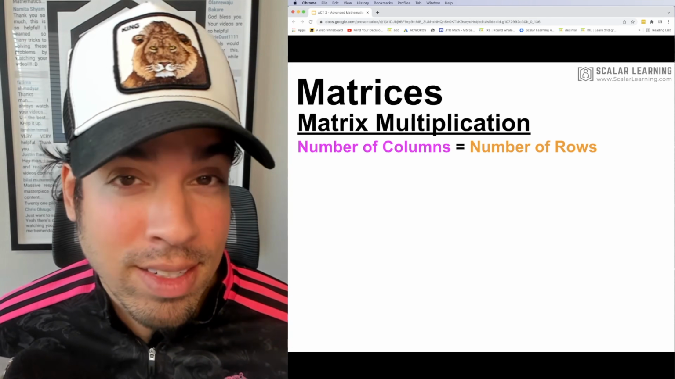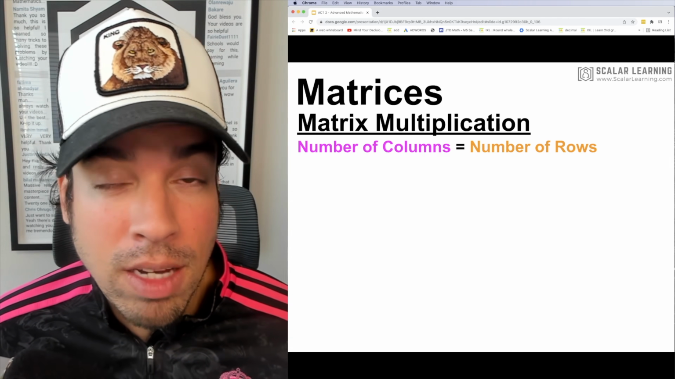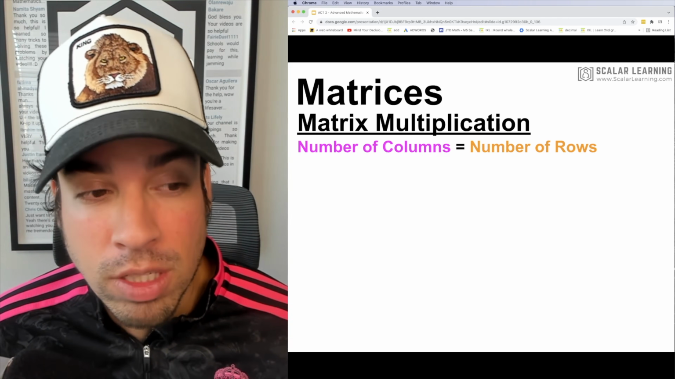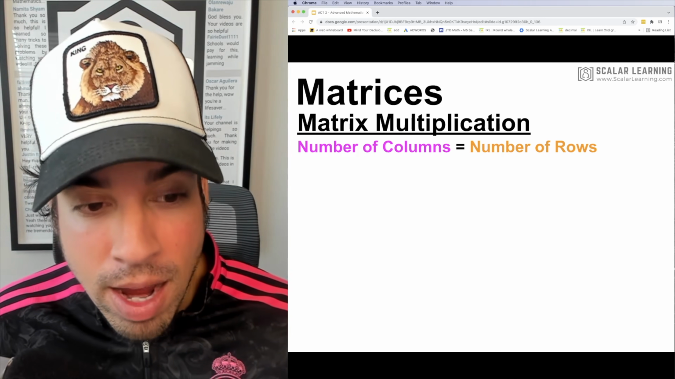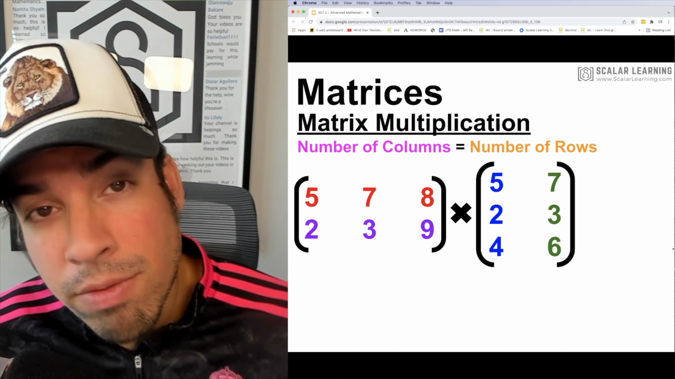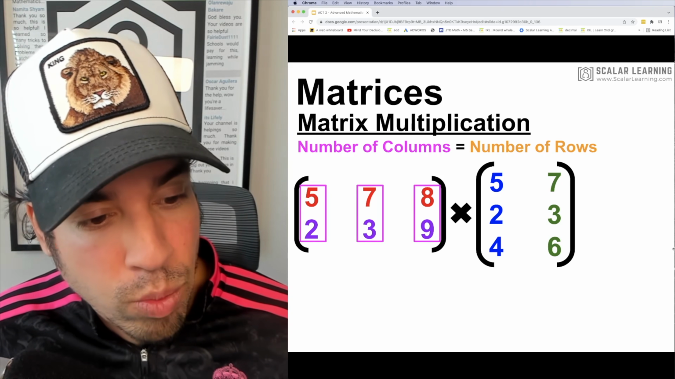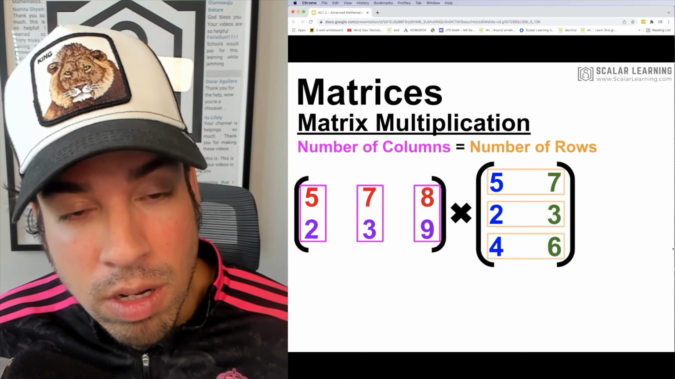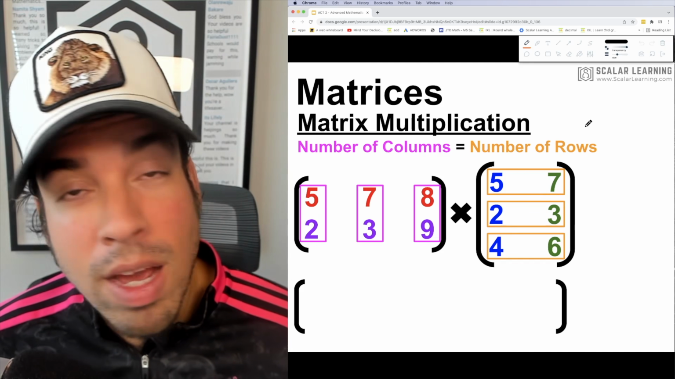And by the way, they test this exact rule many times without even showing you the matrices. They just say, hey, here's the number of columns for A, here's the number of rows for B. Which one of these cannot multiply? And of course, check this out. The number of columns, which is 3, does happen to equal the number of rows, which is also 3. So now how does this multiply?